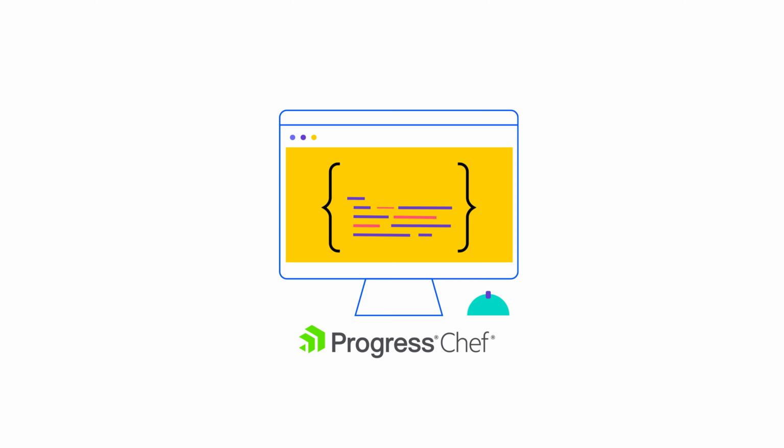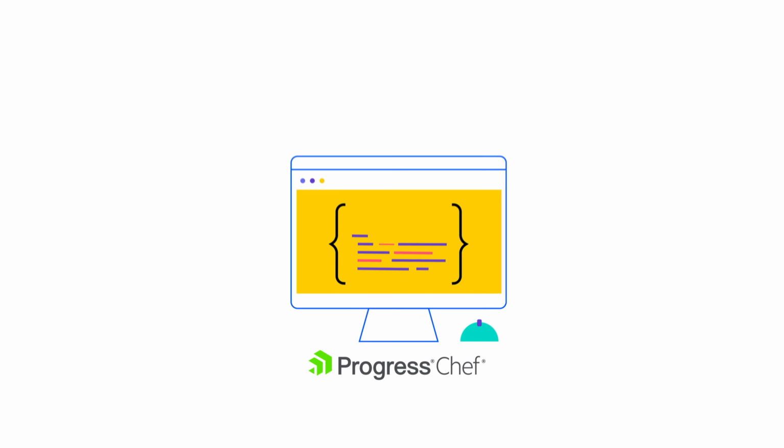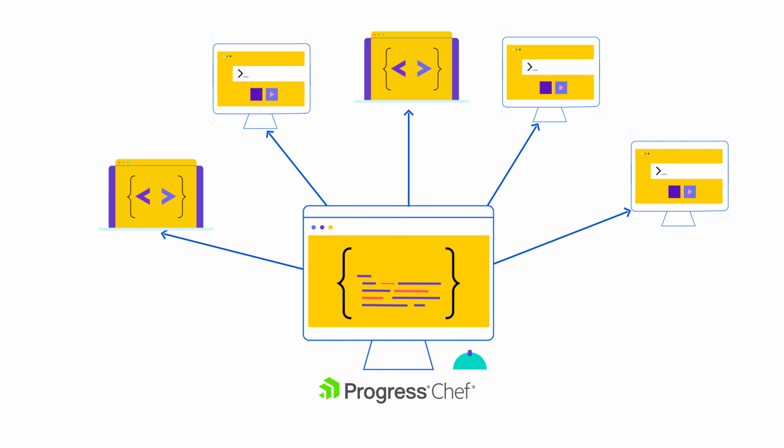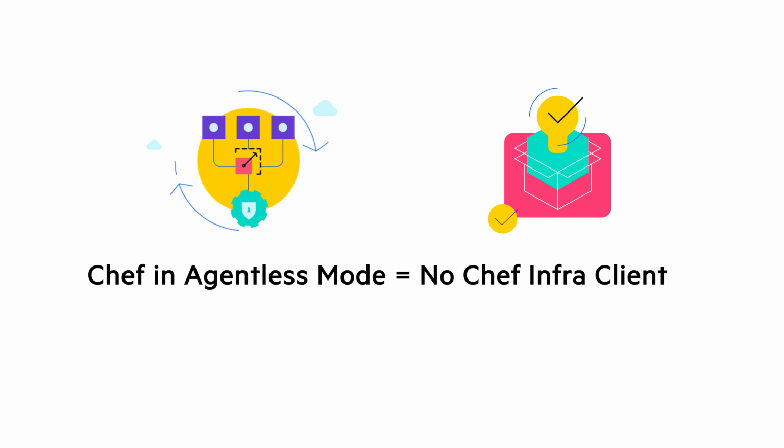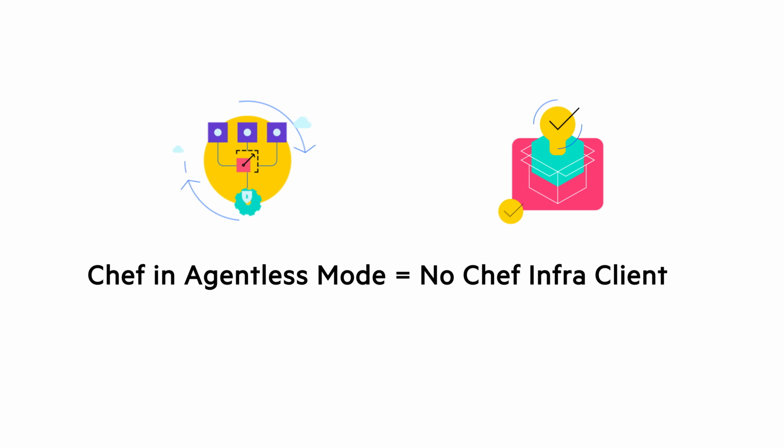Hey there! Did you know that you can use the Progress Chef platform to manage remote nodes from a host system without agents installed? With the Chef solution in agentless mode, you can now execute Chef resources on remote systems without installing the Chef Infra client on them.